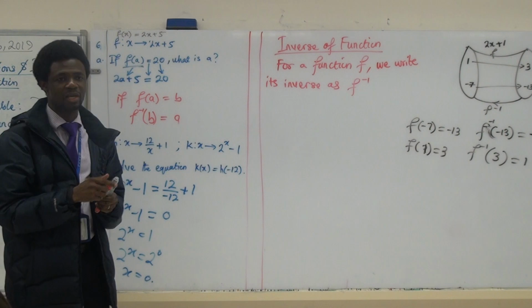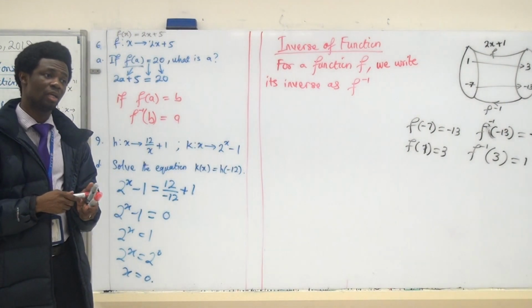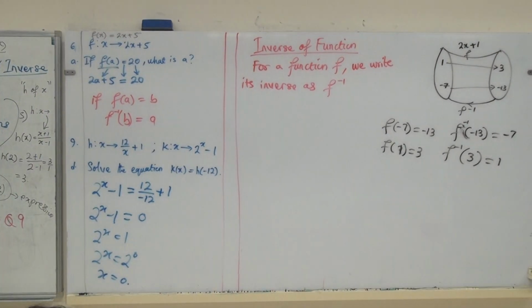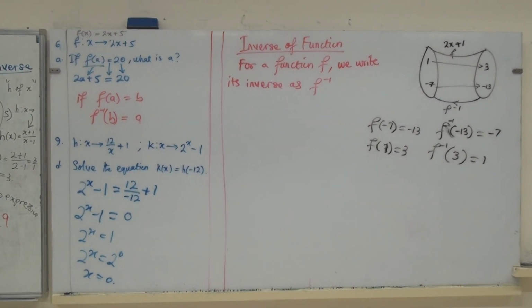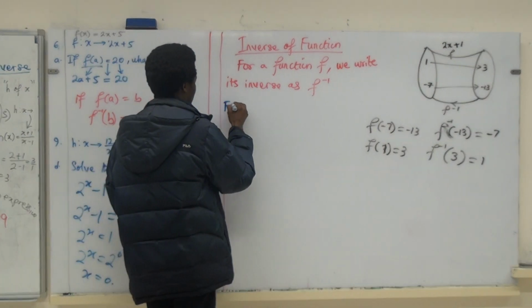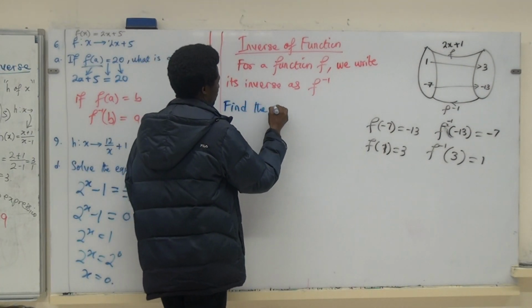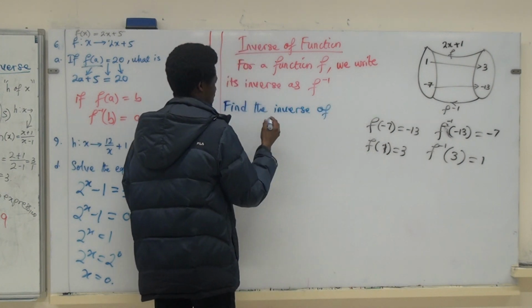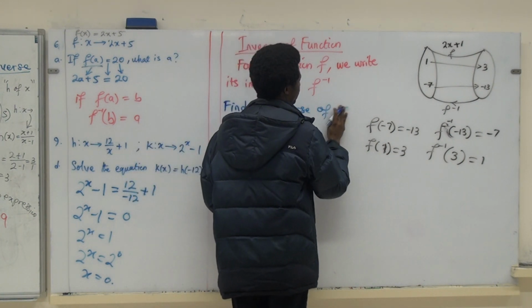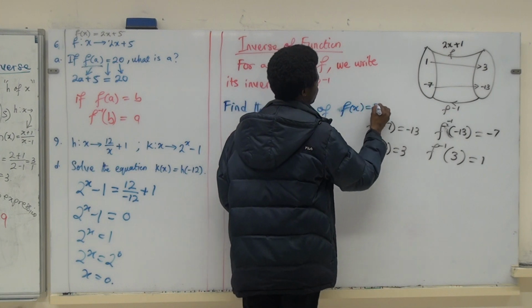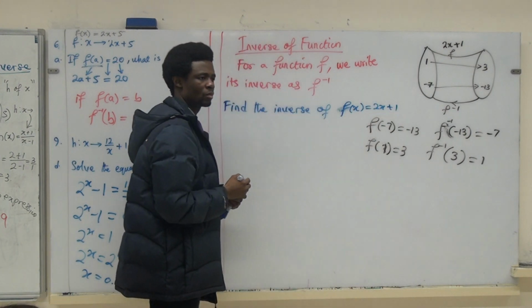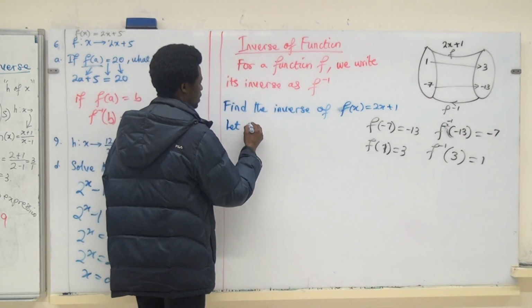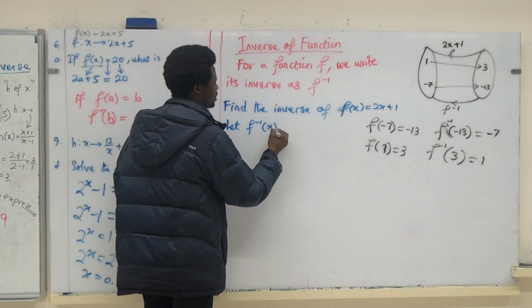Now, there's a reason I said that, because of how we find our inverse function. Now, look at this question, probably the last question I will do because of time. Find the inverse. Let's just pick a random function. Find the inverse of f of x equals 2x plus 1. So this is how we begin. If I assume my f inverse of x is y.